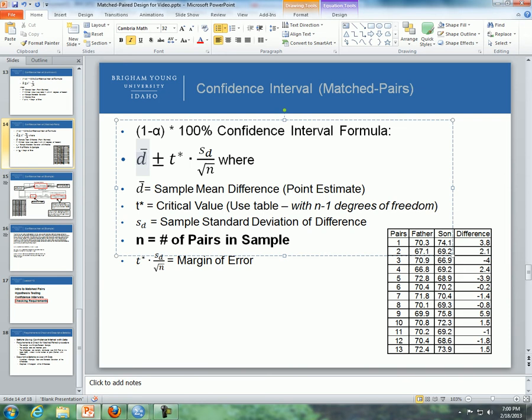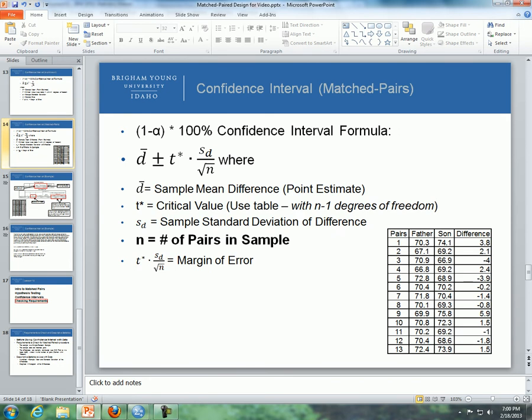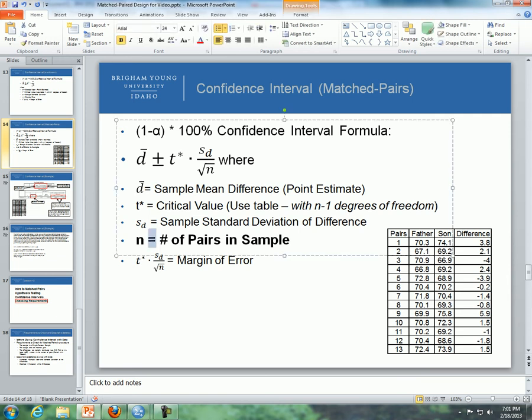We also add and subtract the critical value from the t-distribution, times a standard deviation over the square root of n. We did the same thing that we did in Lesson 12, but now instead of a pure sample standard deviation, we take the standard deviation of the differences. If you notice here on the right side is the father-son data, where we calculate the differences and we get a standard deviation of those differences. D bar also represents the mean of the differences, and so we get the mean of these differences.